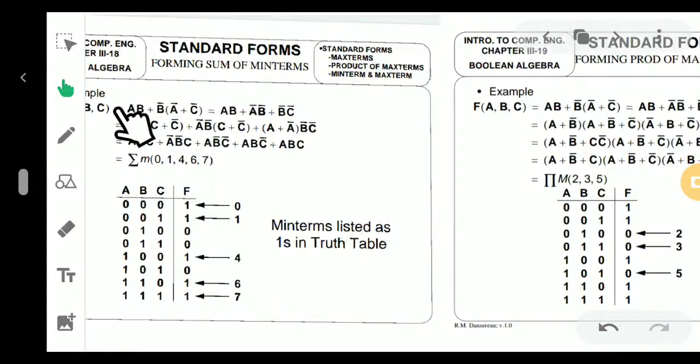The expression given is AB plus B bar, A bar plus C bar, equals AB plus A bar B bar plus C bar. Okay, let's see what we can do. So first of all, in AB the C term is missing.